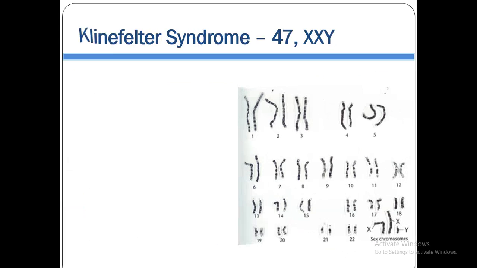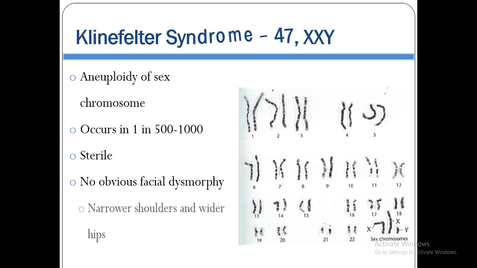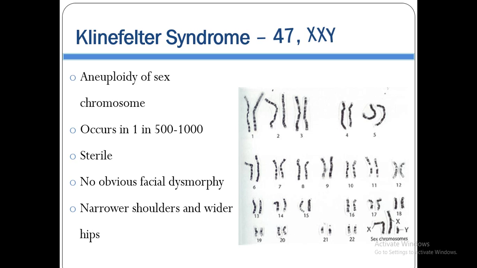Now let's move on to the examples of aneuploidy. But first, we will be talking about aneuploidy that happens in a sex chromosome. First, we have the Klinefelter syndrome, wherein there is an extra sex chromosome. So instead of having 46, it has 47 chromosomes all in all.